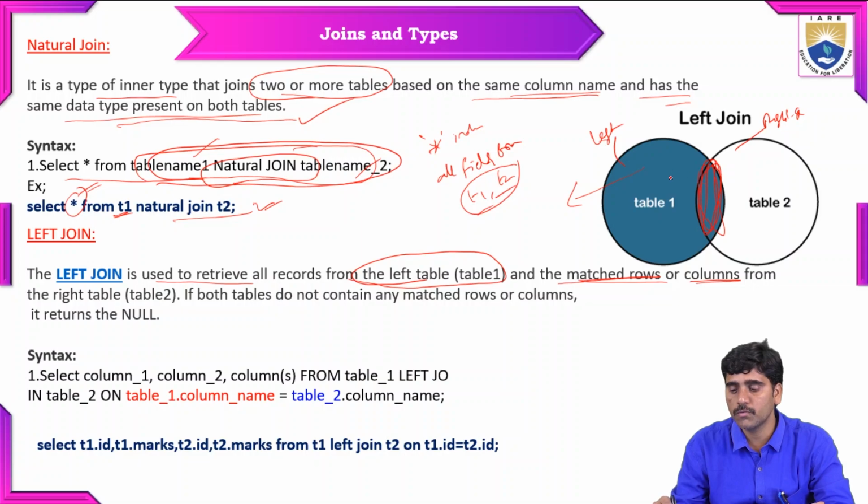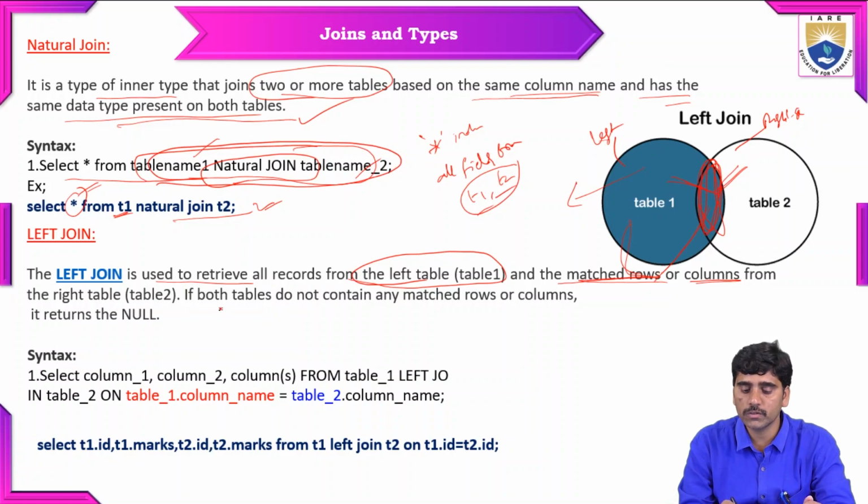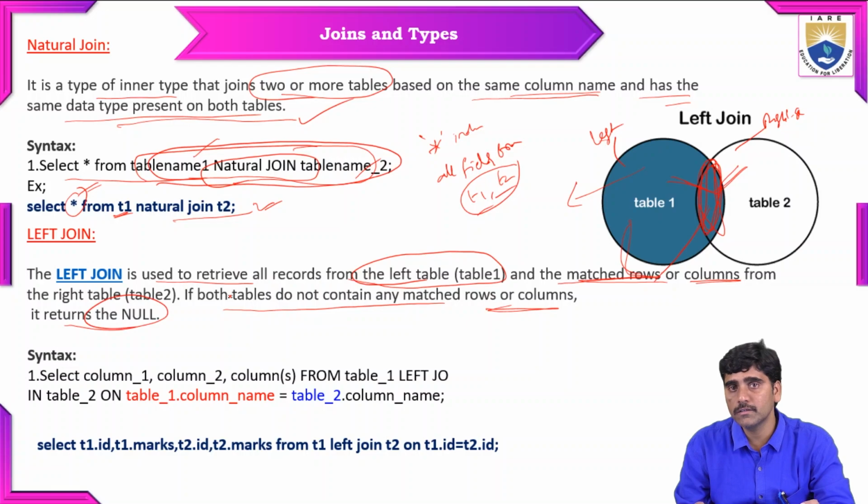That means the two table values, so matched rows from the left and the right. Common values, that is nothing but what? Common values as well as total left table values. So the common values and all the values from the left table are taken and displayed. If both tables do not contain any matched rows or columns, it returns null.